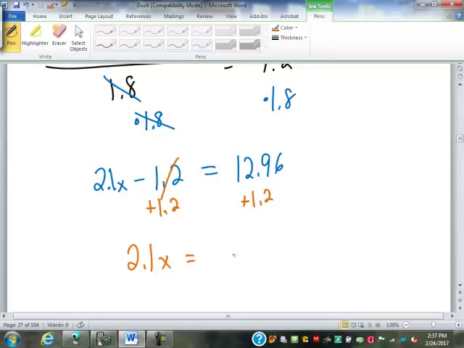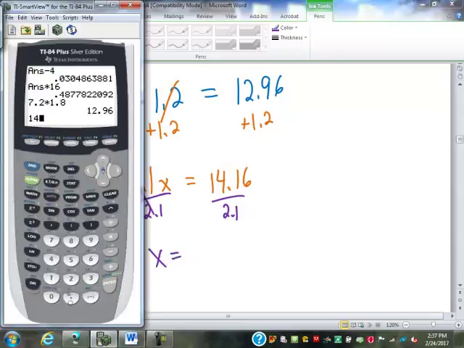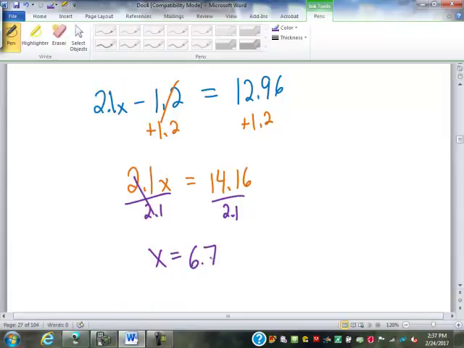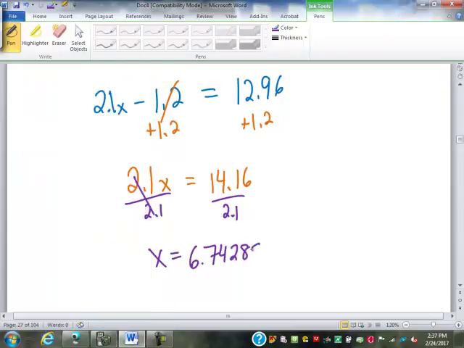So 2.1x equals 14.16. And then divide by 2.1. So x is going to equal 6.74. Perfect. 6.74 times 2.1, is that 14.16? Yeah.